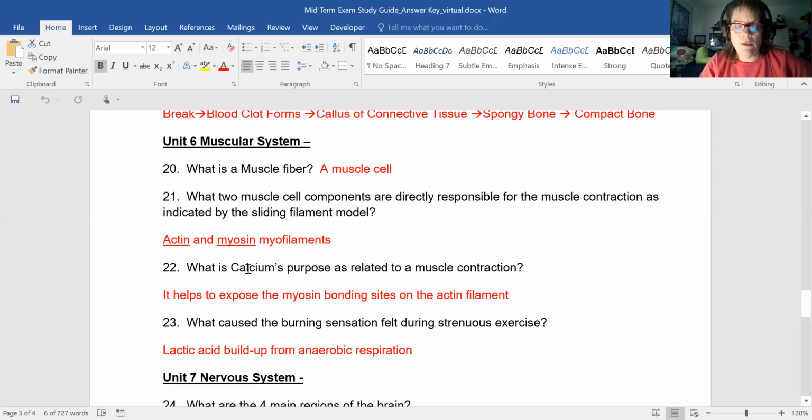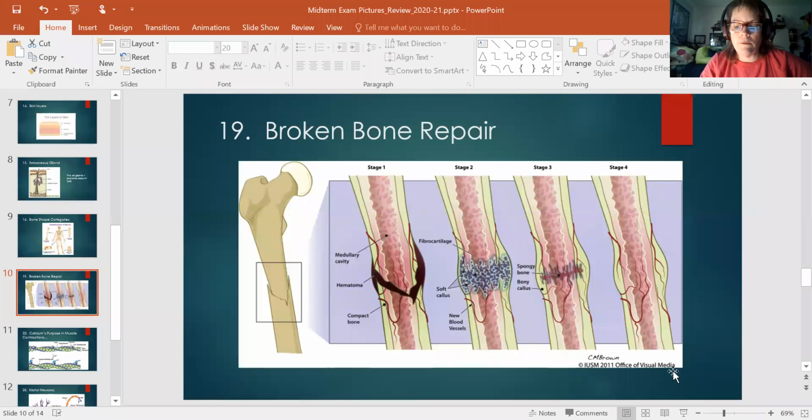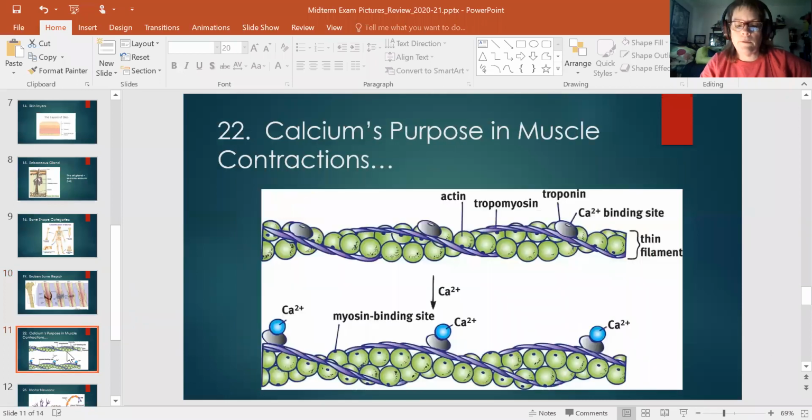And without calcium's help, they never would be able to do so, because what it does is it helps to expose the myosin bonding site so actin can bond to it. You guys will have a picture on the exam just to kind of help you out with this one. It looks similar to this. I don't think it has all these other words, but you see where it says calcium bonding site. This is actin, and then you see calcium coming in and bonding and exposing that myosin bonding site. So hopefully that'll be something that could at least help you answer that question.